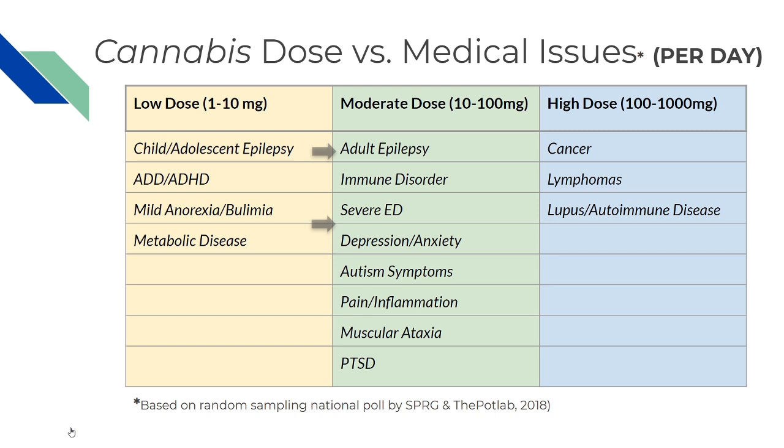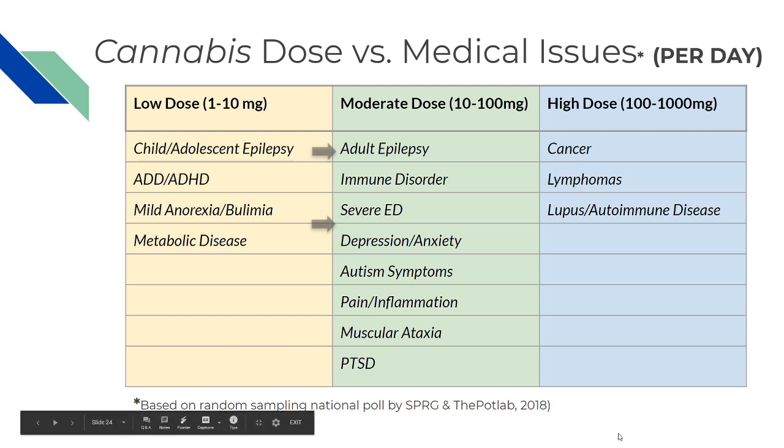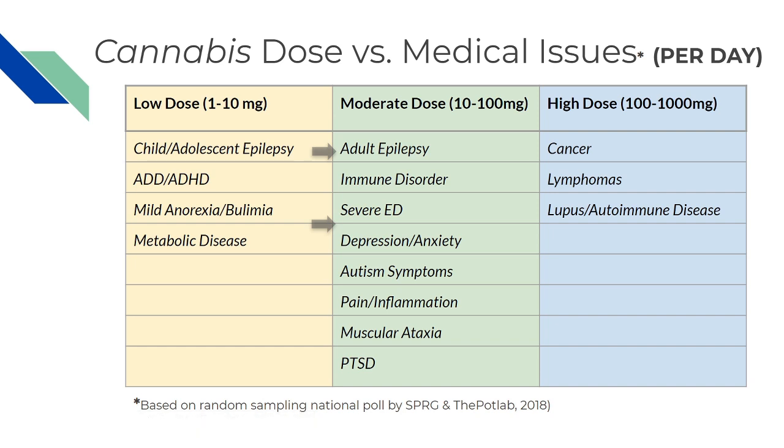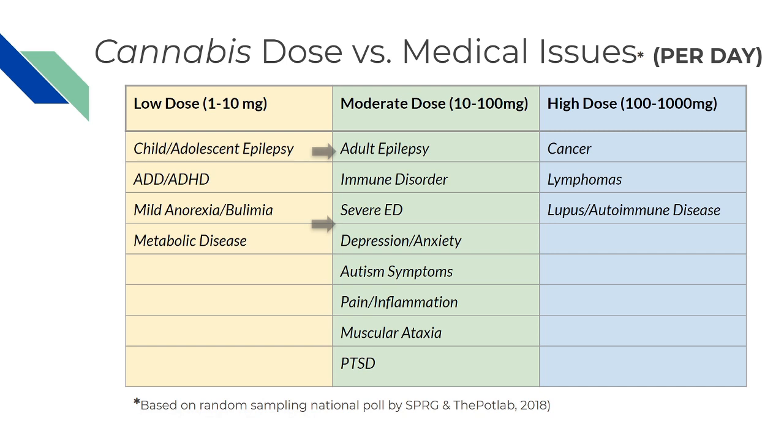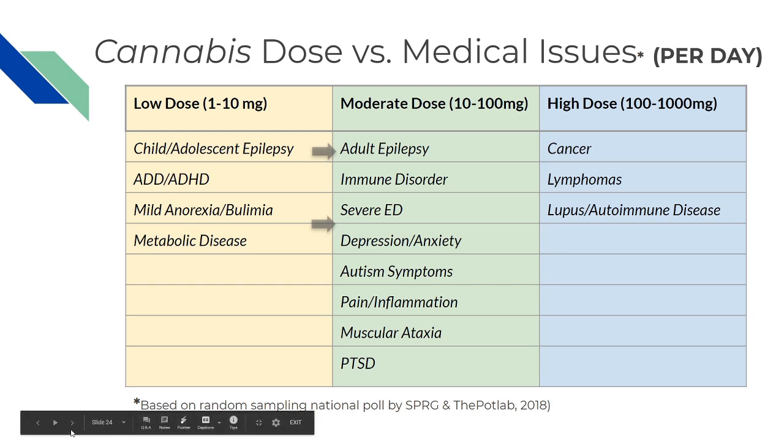In the moderate dose spectrum, we have many other disorders, including adult epilepsy, immune disorder, severe ED, depression and anxiety, autism, pain inflammation, muscular ataxia, and PTSD. The reason these all fall into the moderate dose range is these are adult doses. In our high dose category, you'll notice there's very few candidates. Cancer and lymphomas take up most of the space in the high dose group because we've seen results with and without chemotherapy. It seems that cannabinoids have a tendency to protect the body when it's going under chemotherapy. Additionally, lupus and autoimmune disease patients undergoing chemotherapy have sought out high dose cannabis therapies to increase their quality of life.